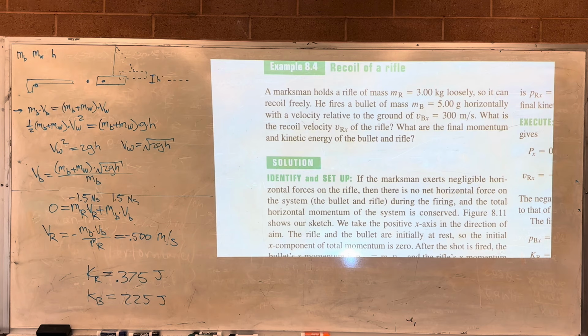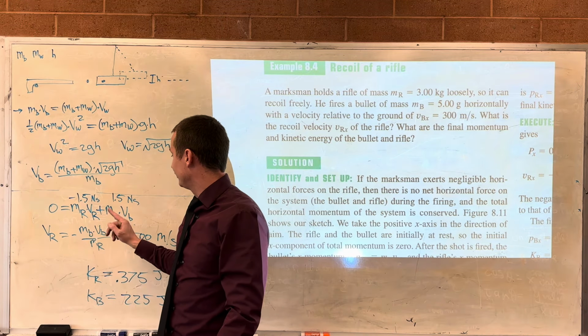Same momentum, very different energies. What was the momentum? The momentum is negative 1.5 for the rifle, positive 1.5 for the bullet.